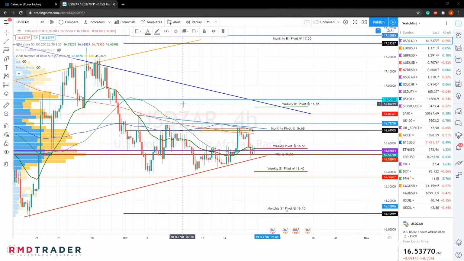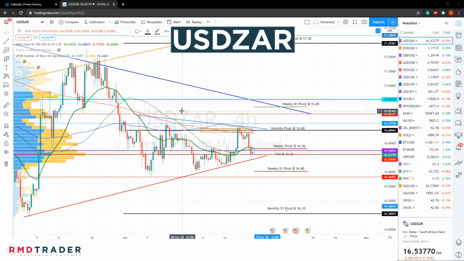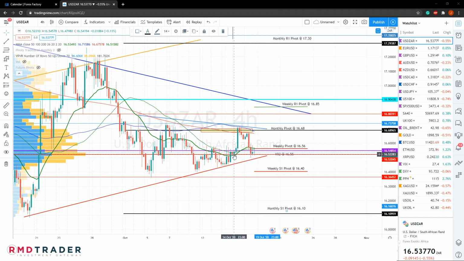As always, we start by looking at the US dollar to South African rand. Last week, once again, saw a retest of this confluence area between the monthly pivot at 1668 and our 4-hour 100 and 4-hour 200 SMAs. Price quickly got rejected from this area, only to find some support on the yearly R2 Pivot at 1655.